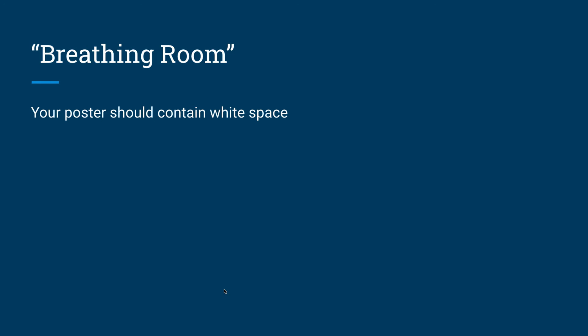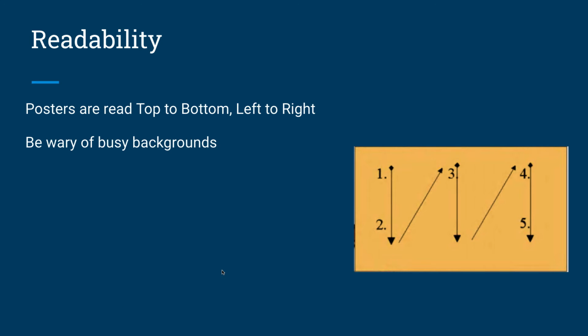So breathing room, that means your poster should contain white space. If every little space is filled, it makes it really, really hard to read. So readability. Posters are read top to bottom, left to right. So you could see the figure here where you're going 1 to 2, then over to 3, then to 4, then to 5. And be wary of very busy backgrounds. It makes it harder to read.